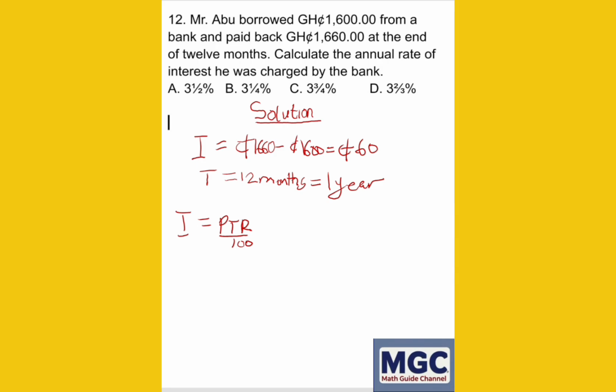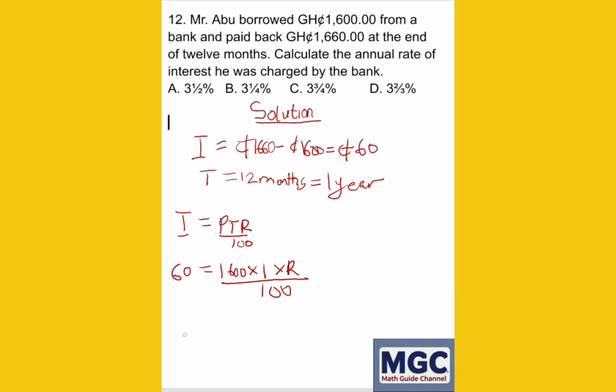However, simple interest is known. We have calculated that already. So we have our simple interest to be equal to 60 Ghana cedis. So 60 equal to the principal, which is 1,600 multiplied by time, which is 1 year, times the rate. For now, we don't know the rate. That's why we are coming to calculate. So divide through by 100. Good.